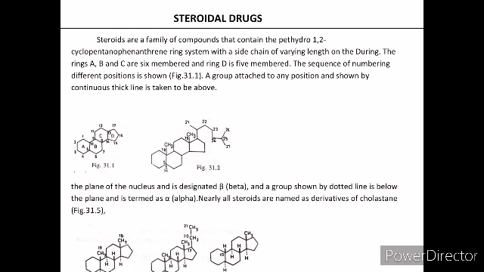Hello students, today we will talk about steroidal drugs. Steroids are the family of compounds that contain 1,2-cyclopentanophenanthrene ring system with a side chain of varying length. The rings A, B, C are 6-membered and the ring D is 5-membered. The sequence of numbering is shown.